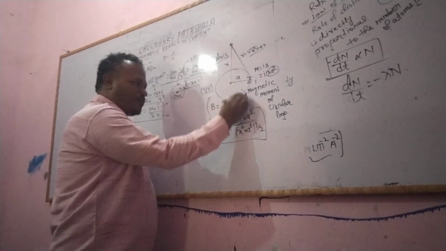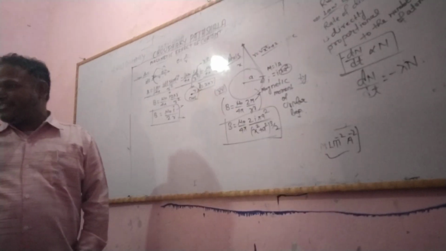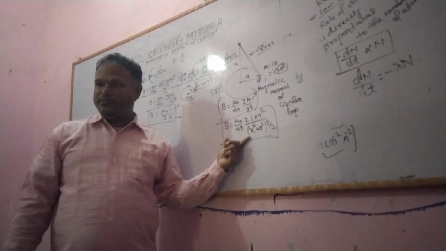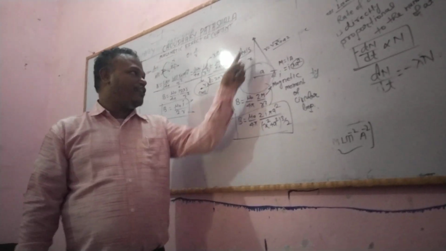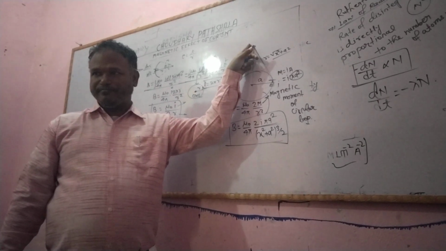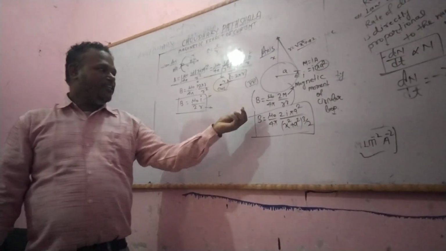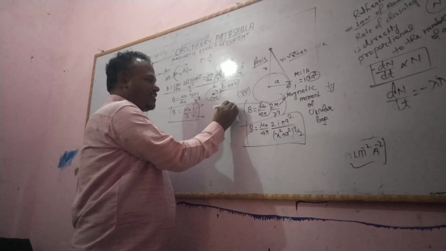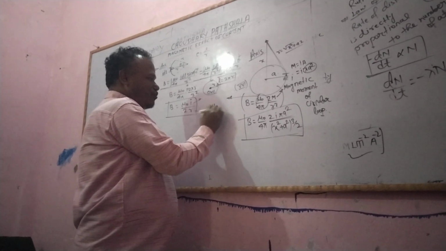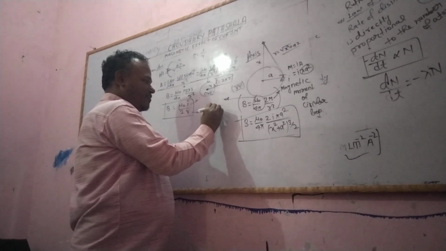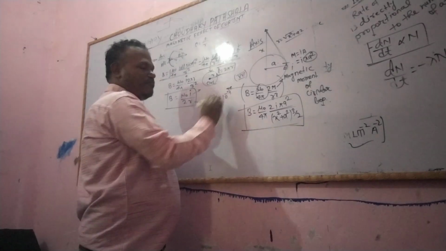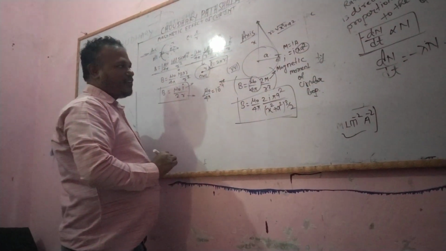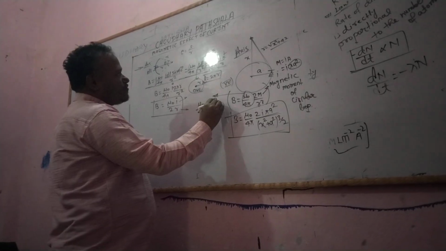So you either take this formula to find the magnetic field at the axis of a circle, or you use this formula. From here, three objectives are covered. One is what is the magnetic field at the axis of a circle, and if data is given. Do you know the value of mu naught upon 4 pi? I have not discussed this. The value of mu naught upon 4 pi is 10 to the power minus 7.